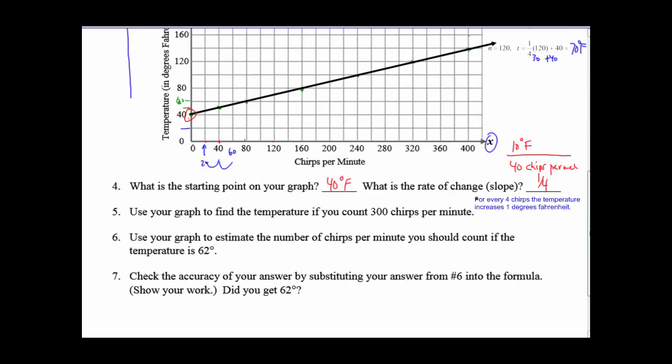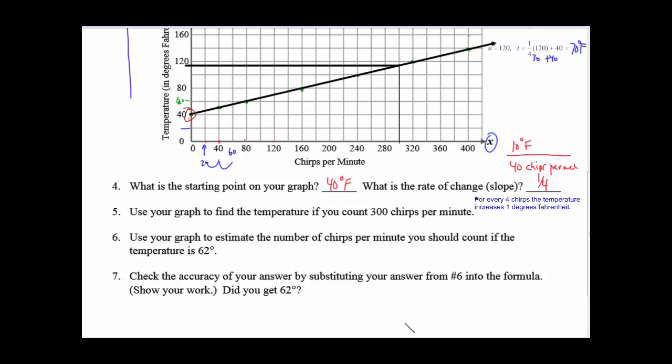Number 5, use our graph to find the temperature if you count 300 chirps per minute. So if we count 300 chirps per minute, I'm going to go all the way to where I see 300 chirps per minute, which is right here. I'm going to draw a line that goes up the graph. And then once it hits the graph, I'm going to draw it all the way over across till it hits the y-axis. So it's about here. Maybe move that.